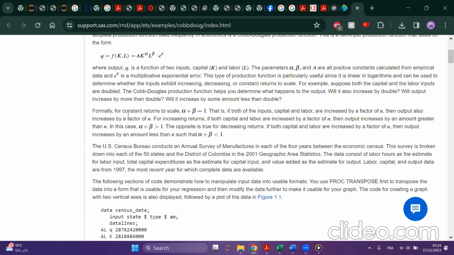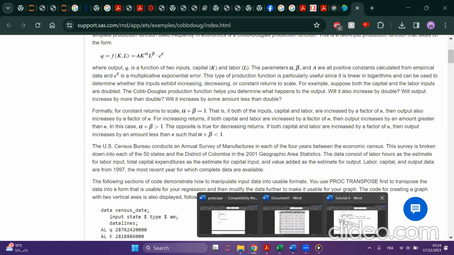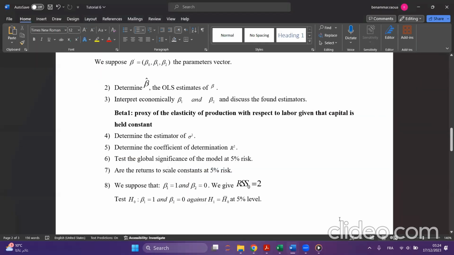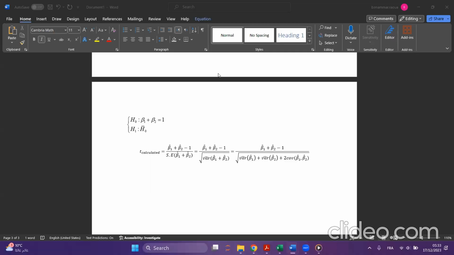But to put it simply, testing for constant returns to scale means testing the hypothesis that the sum of the coefficients is equal to 1. The sum of the two coefficients, beta 1 and beta 2, is equal to 1. So here are our H0 and H1, and we will be using the t-test.